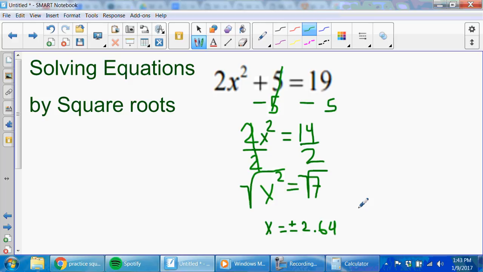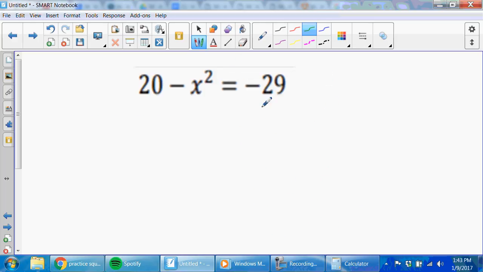Let's look at the next one here. What I have to do first is get rid of this 20. It's a positive 20, I know it says a minus behind it, but it's a positive 20. In order to get rid of it, I've got to subtract 20 on both sides. So subtract 20, subtract 20. That gets me negative x squared. Make sure you use your calculator on this one because this equals negative 49.